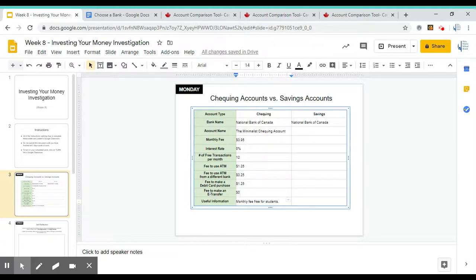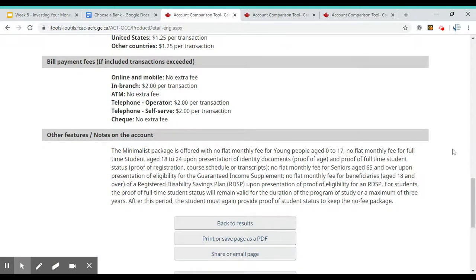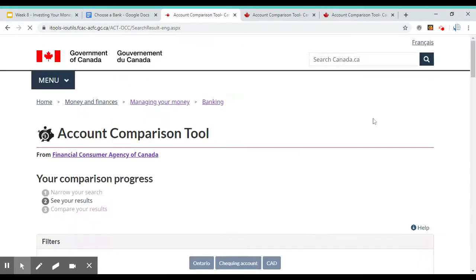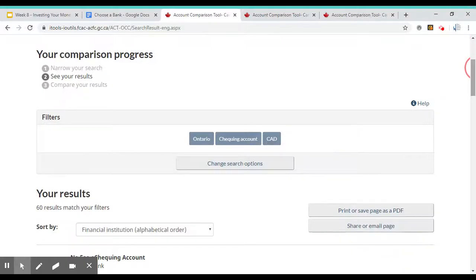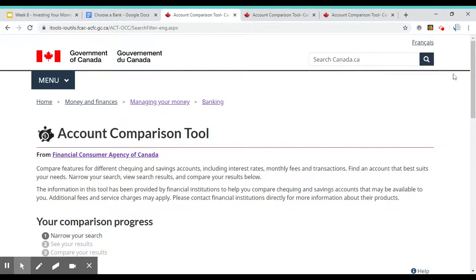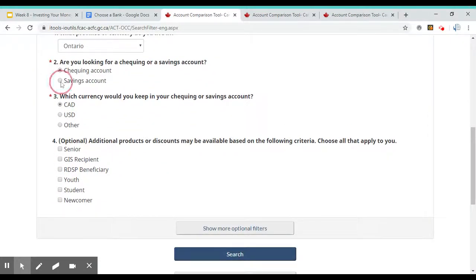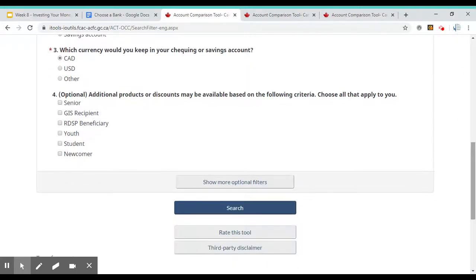Okay, so we finished the checking account and now we need to do the savings account. We are not going to do the whole thing together because it is very similar to what we just did, but I am going to show you how to get back in order to pick your savings account. When you go to the bottom of the information, it's back to results. So we're going to go back to the results. And then where it said filters near the top, I'm going to change my search options. I'm still in Ontario and I still want Canadian dollars, but I do not want it to be checking. I want it to be savings. So I'm going to pick savings account instead, and then I'm going to search.